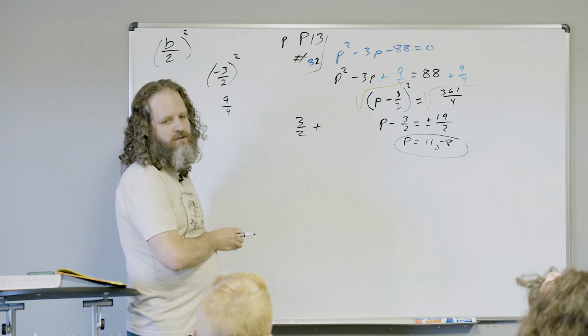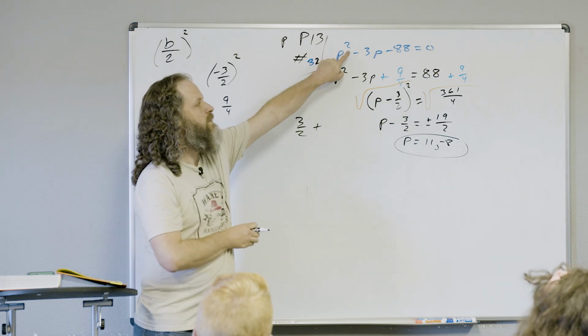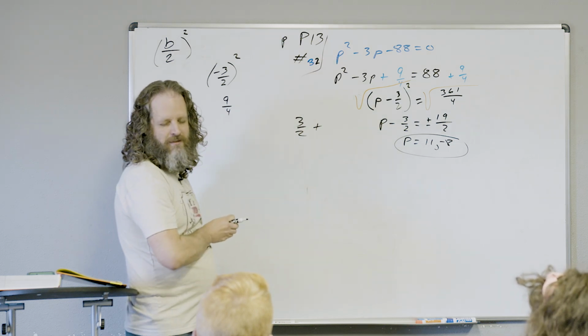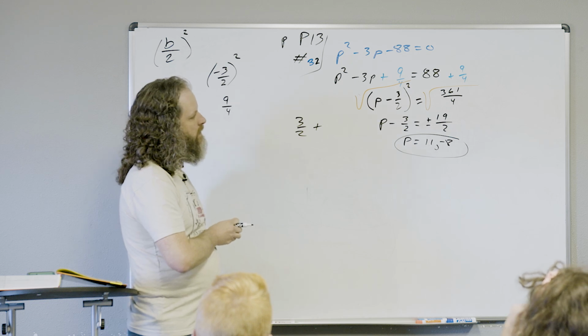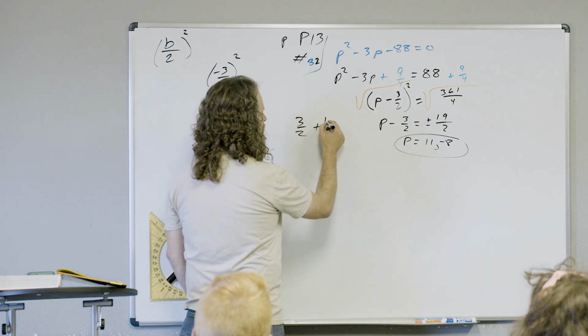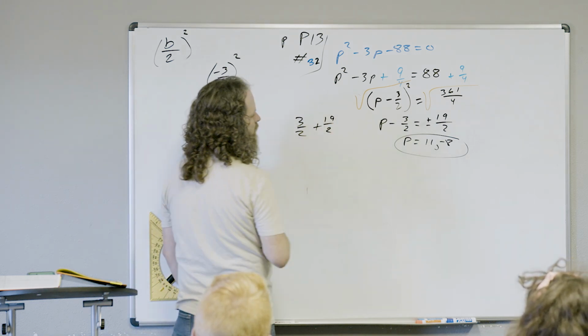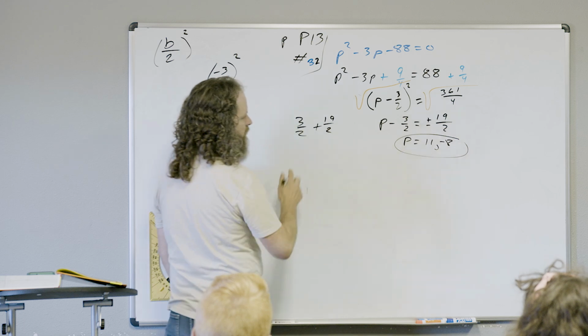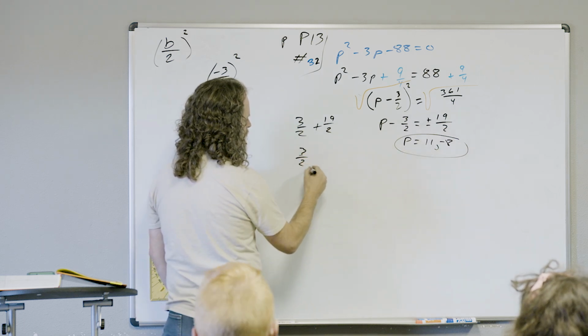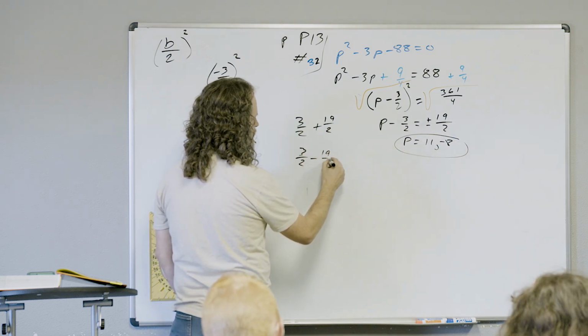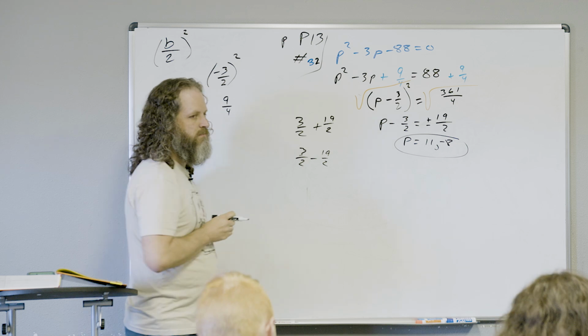We expect two answers because it's a quadratic. It's a degree 2 polynomial. Why are they different numbers then? Because 3/2 plus 19/2 is 11, and 3/2 minus 19/2 is negative 8.